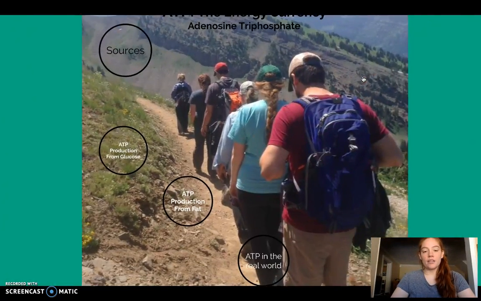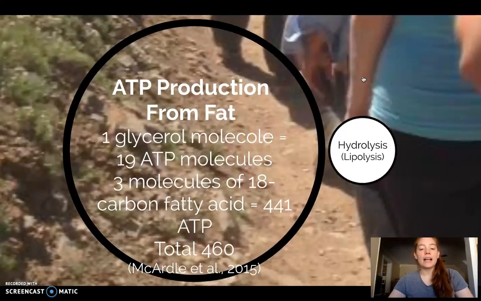All right, now we can do ATP production from fat. This is actually, they join cycles. So one glycerol molecule produces 19 ATP molecules and 3 molecules of 18 carbon fatty acid, which will make a little bit more sense on the next slide, produces 441 ATP for a total of 460.